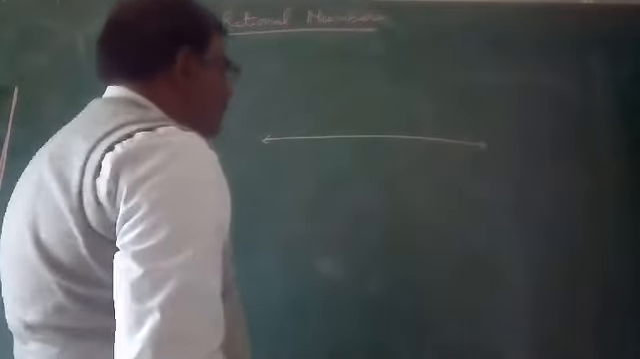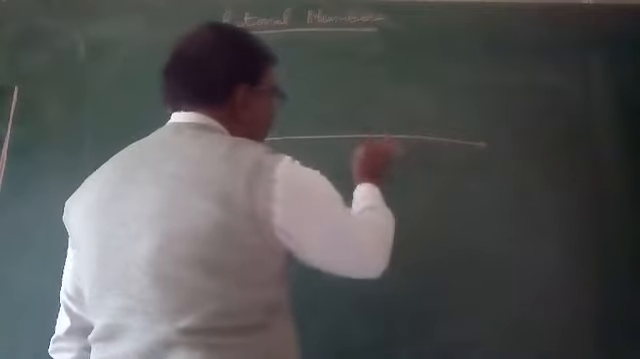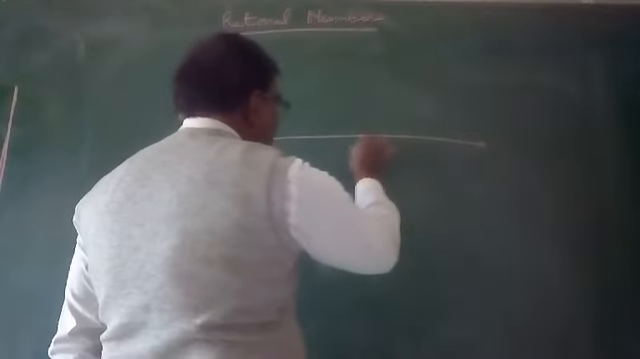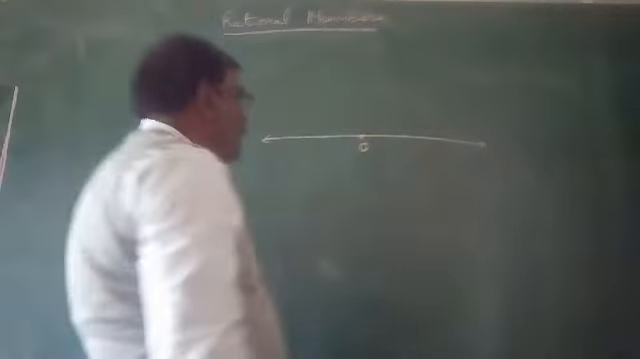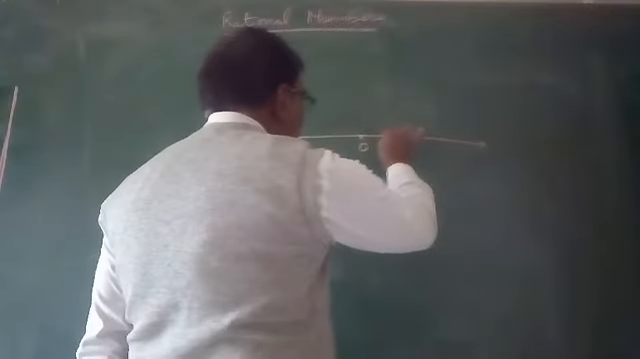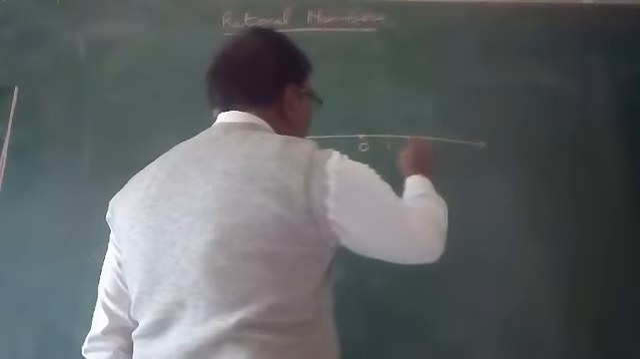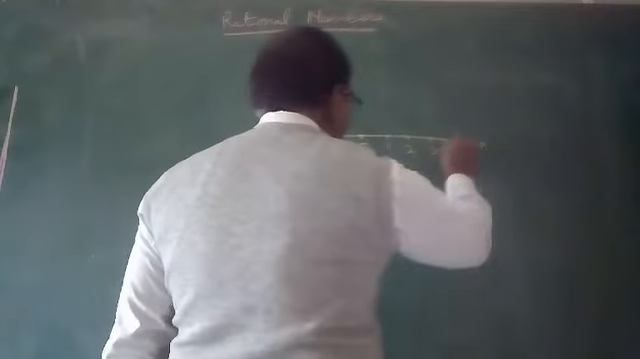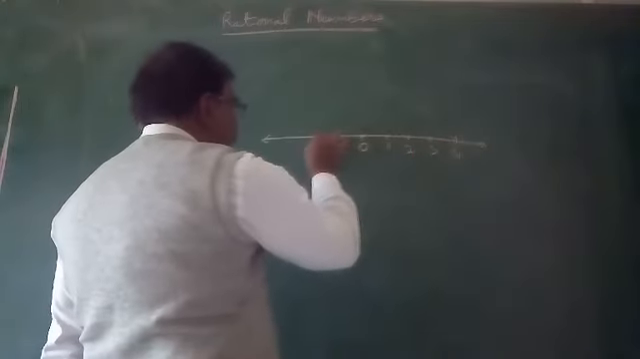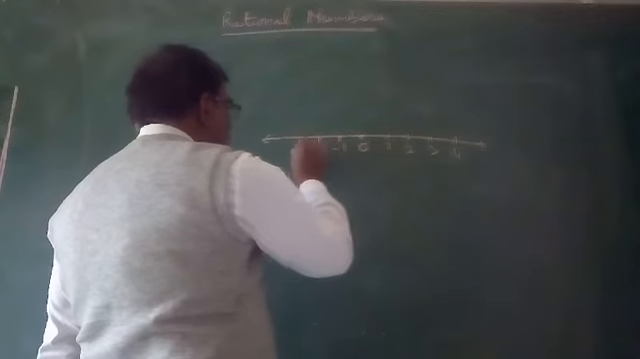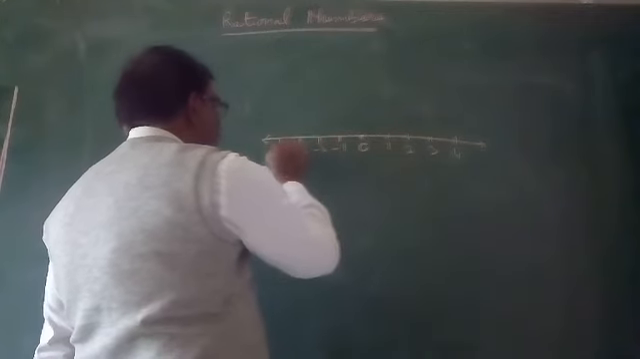And at the midpoint we make 0. And as a net, we write 1, 2, 3, 4. And here -1, -2, -3, and -4.